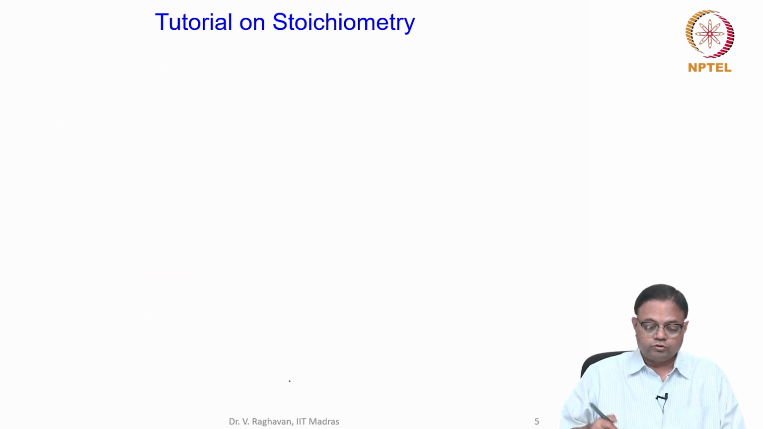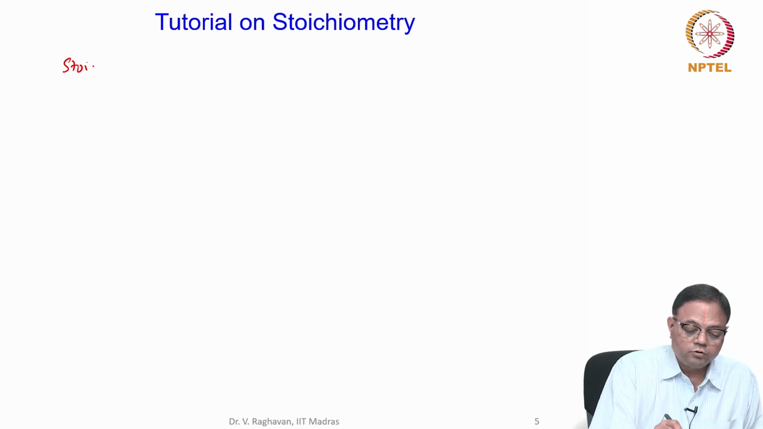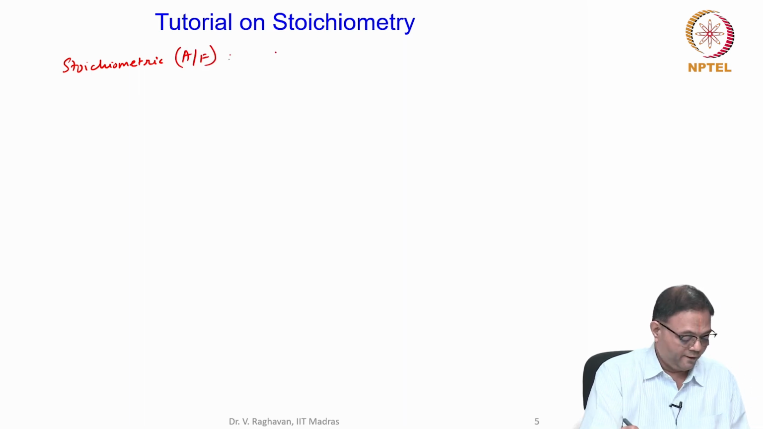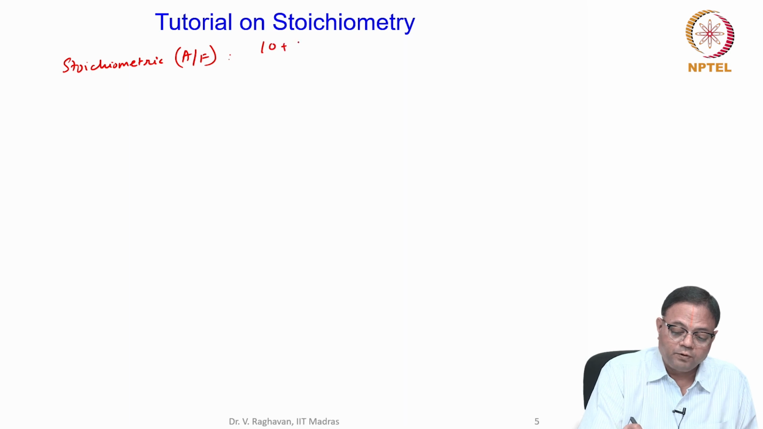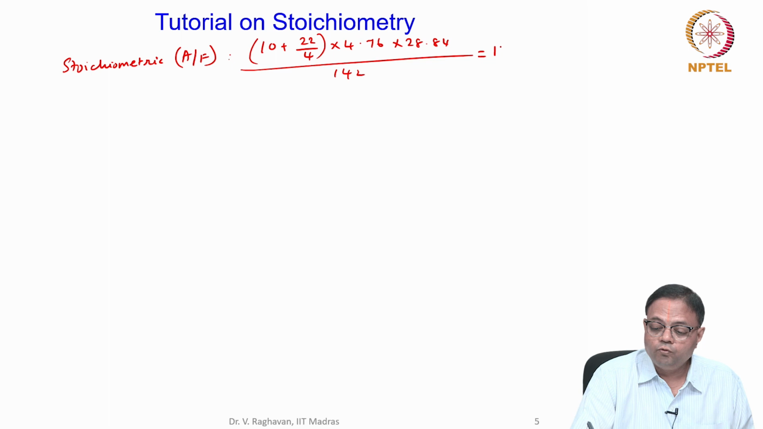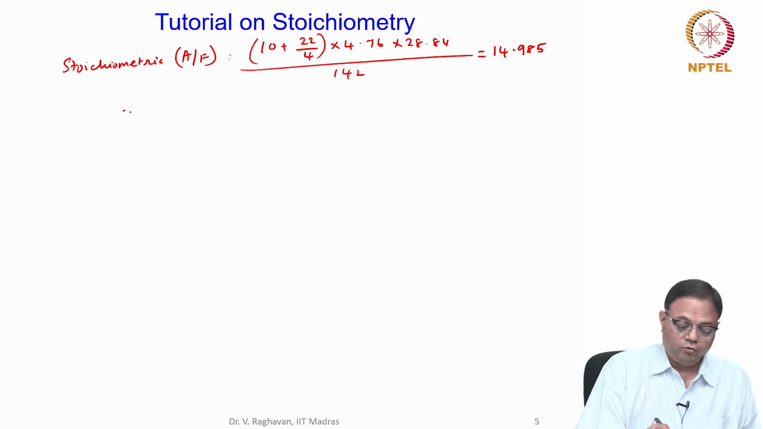Now stoichiometric air fuel ratio we will find. Stoichiometric air fuel ratio, that will be, as I told, 10 plus 22 by 4 will be the A value, into 4.76 into 28.84 divided by 142. So that will be equal to 14.985. So what is equivalence ratio?